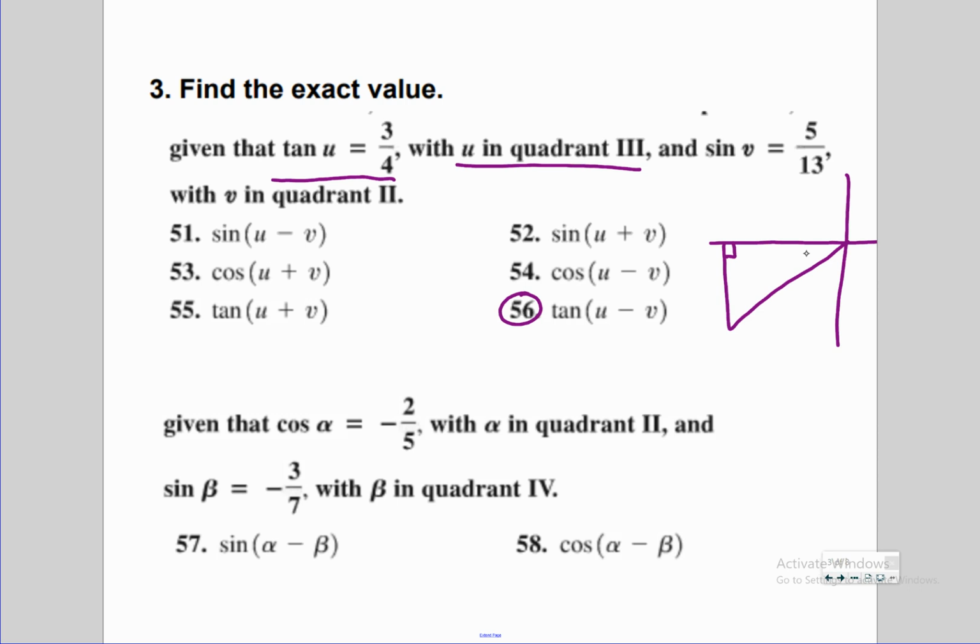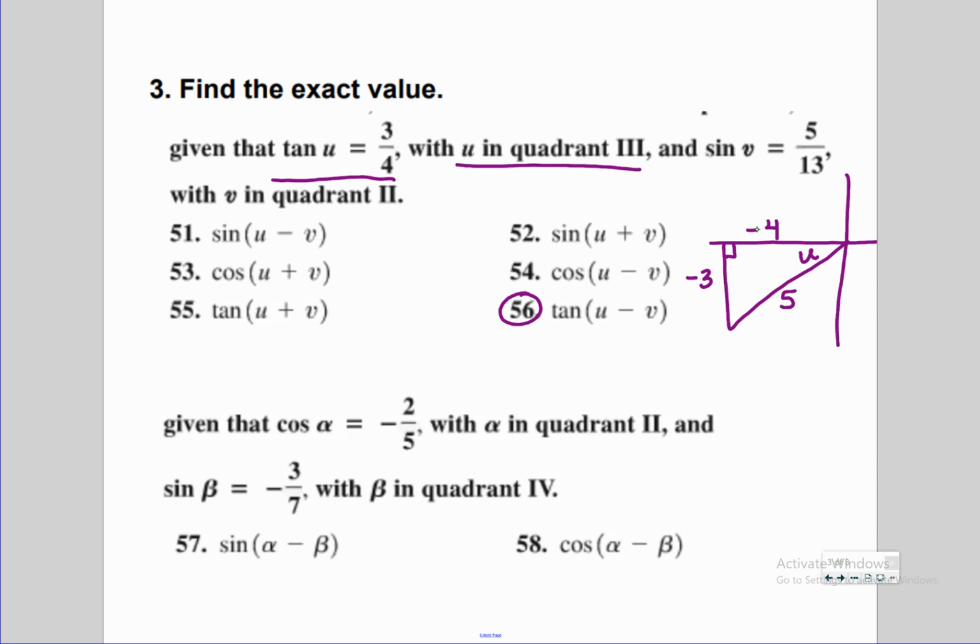And this is angle U. Make sure your right angle is on the x-axis, your angle's near the origin when you draw those reference angles. Okay, tangent is 3/4, so we know that's opposite and adjacent. Opposite 3, adjacent 4. What's my missing side of my triangle? 5. Is anything negative? The 3 and the 4 are both negative.